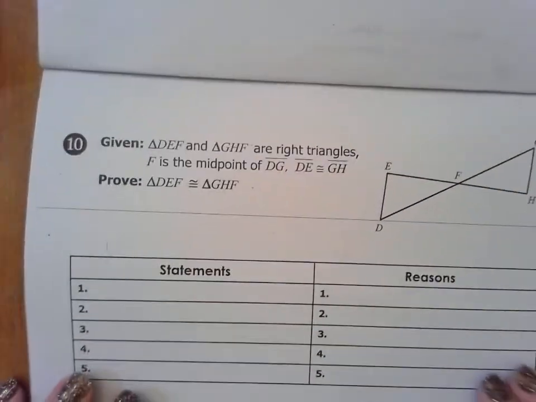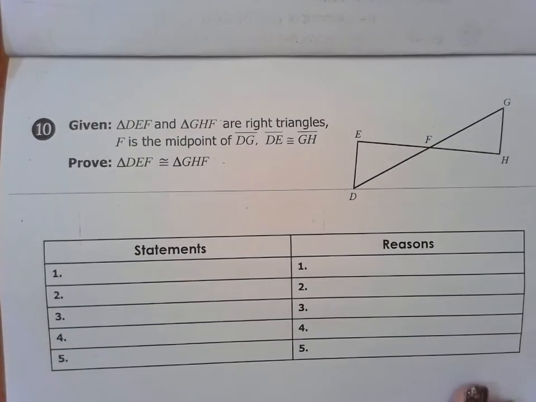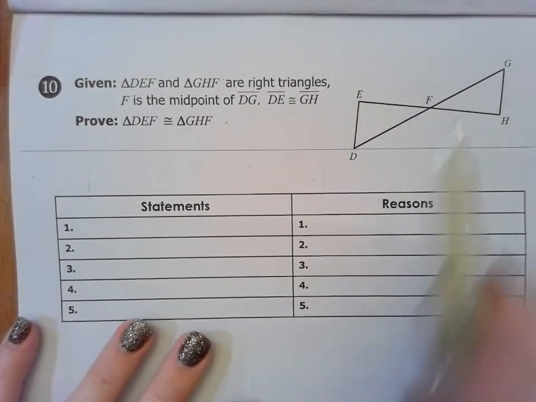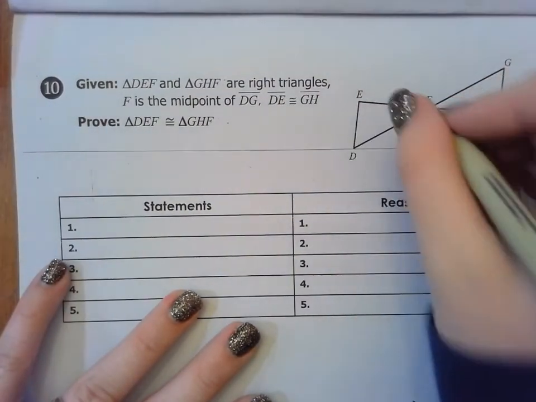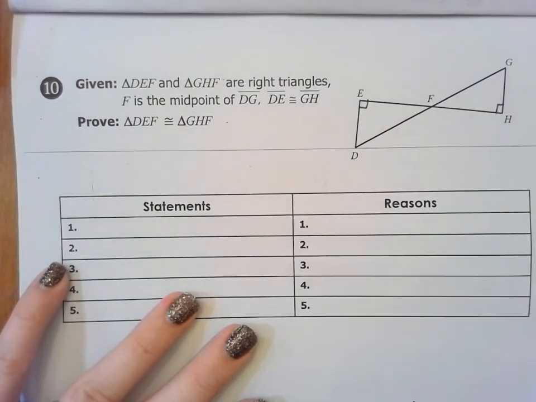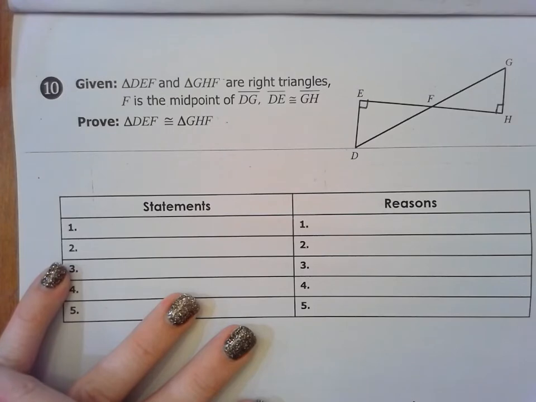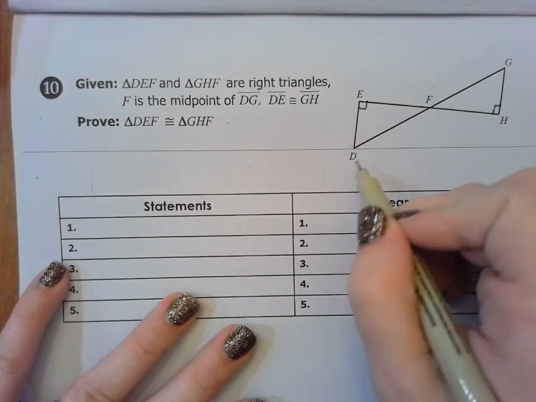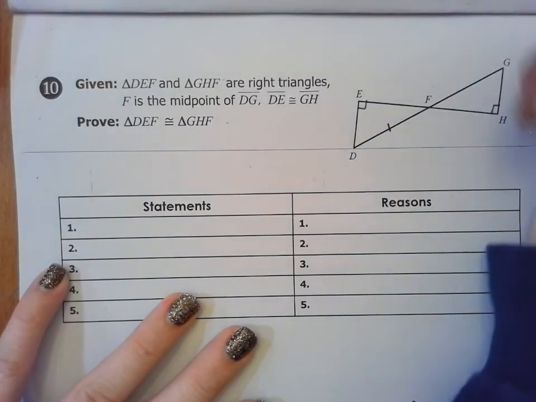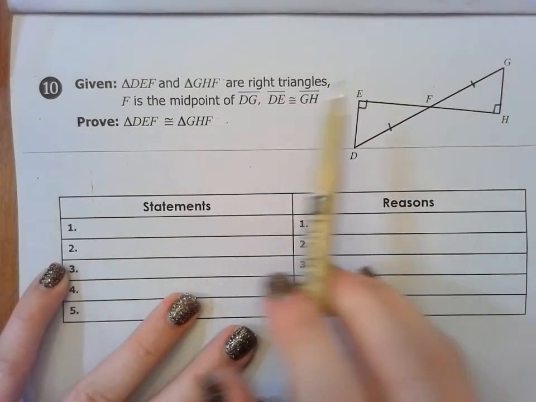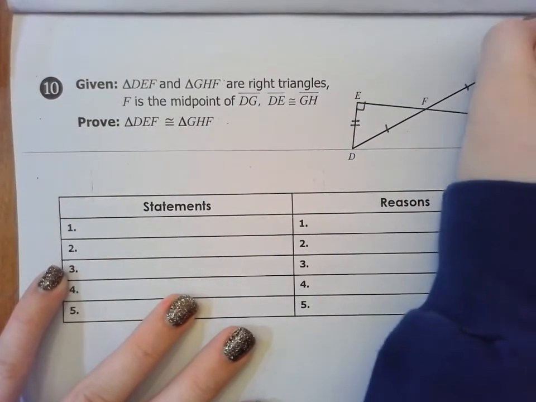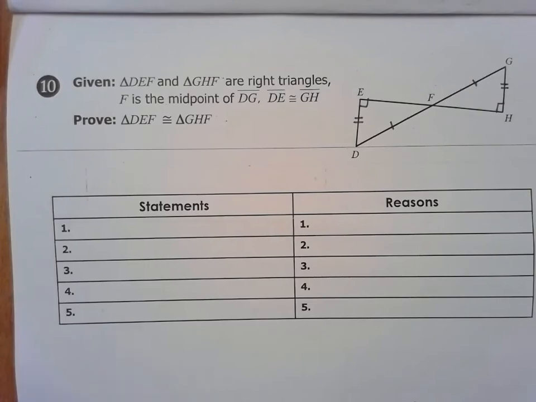Let's go ahead and look at number 10, the last proof of our flip book. We're going to use the hypotenuse leg postulate to prove that these two triangles are congruent. So it's given that triangle DEF and GHF are right triangles. So here we have our right angles. F is the midpoint of DG. By definition of a midpoint, we would know DF and FG are congruent. And then we know DE and GH are congruent.